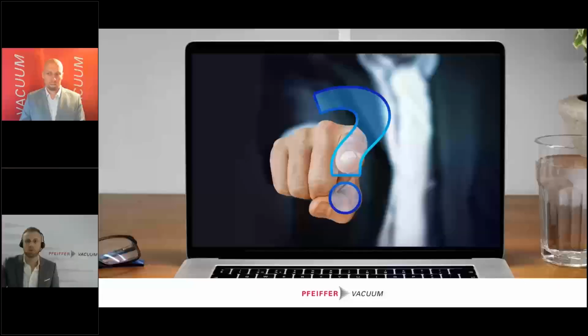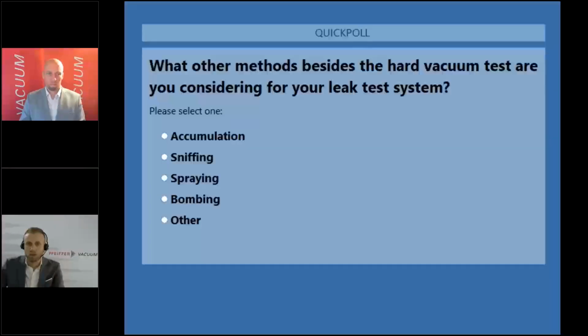And that's where we have prepared a small poll for you. The question that we have for you is, what other methods besides the hard vacuum test are you considering for your leak test system? So let me start this poll real quick for you. I started the poll for you, Jonas. Thanks, Philipp. The options are accumulation measurement, sniffing method, the spraying method, or the bombing method, or in the end others, which are not one of the 4 before. Okay, so I see already some answers coming in.